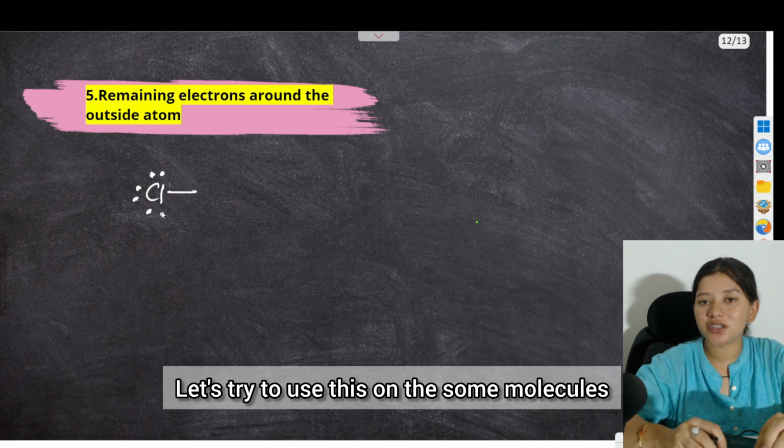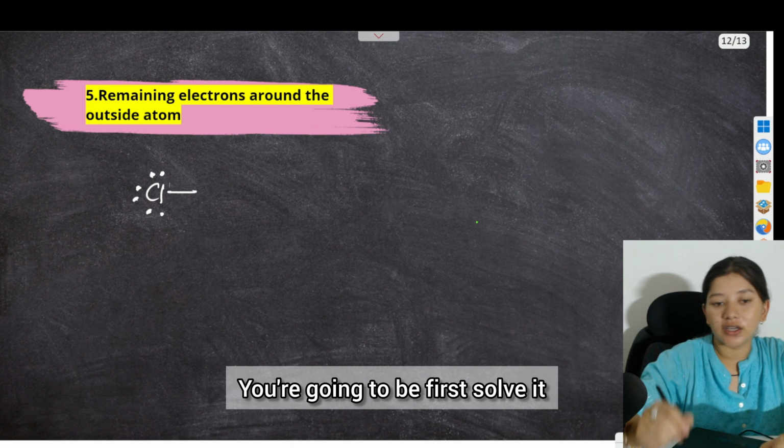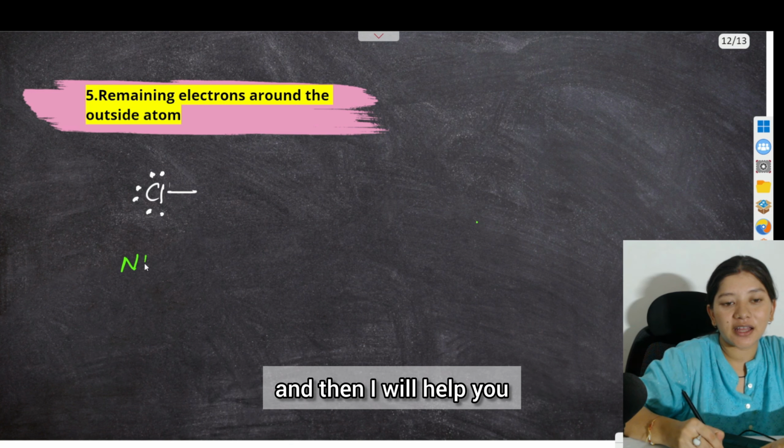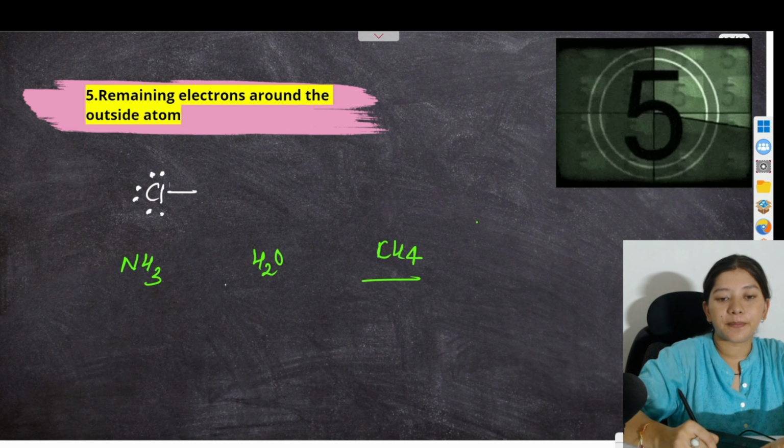Let's try to use this on some molecules. I will draw some structures. You're going to solve them first and then I will help you. First is NH3. Second I have water and then I have CH4. Try.